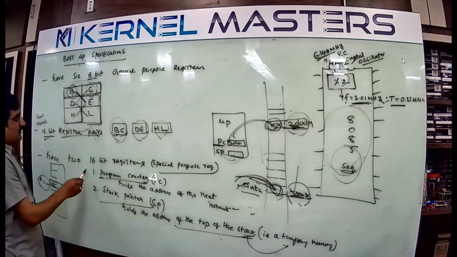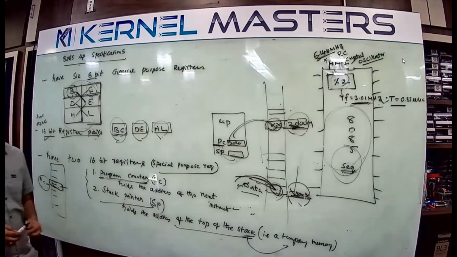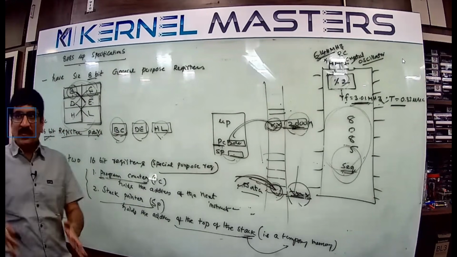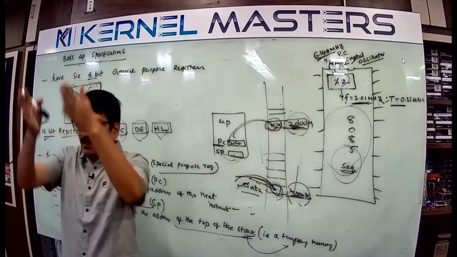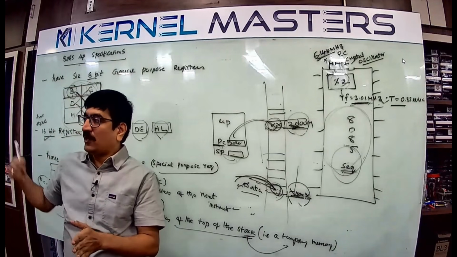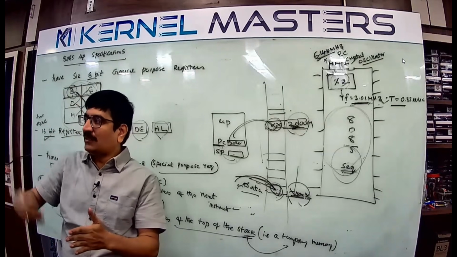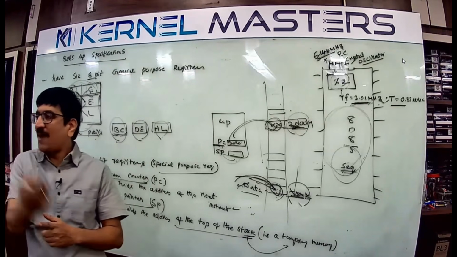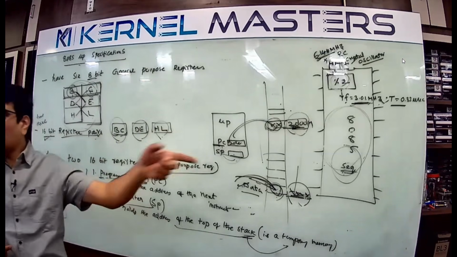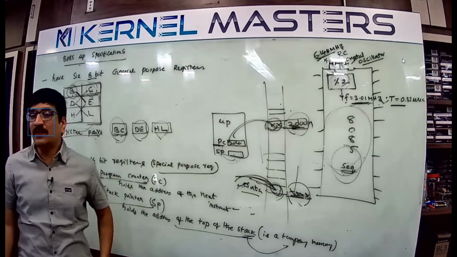The two registers are very, very important. Program counter and what? Stack pointer. The two are special purpose registers. The very simple concept: the memory contains the program and also the data. So how does the microprocessor communicate the program or data? To communicate the program, you go via the PC, program counter. To communicate the data, via the stack pointer. That's why they are very, very important.